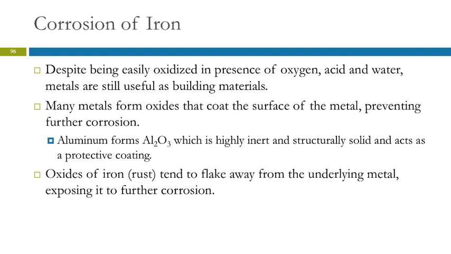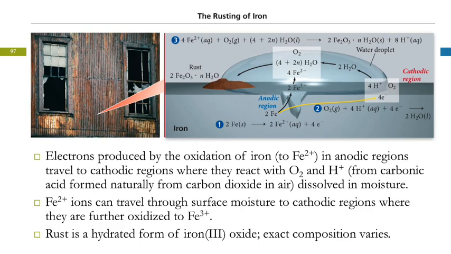Iron doesn't do that. Iron forms a flaky oxide, and so it forms the oxide and then that flakes away, exposing more iron underneath, and it'll just keep going until all of the metal is oxidized away. So you all have seen rust, right? Here's a metal building that's got rust all over, iron siding on this.